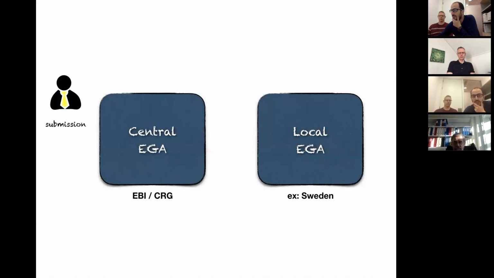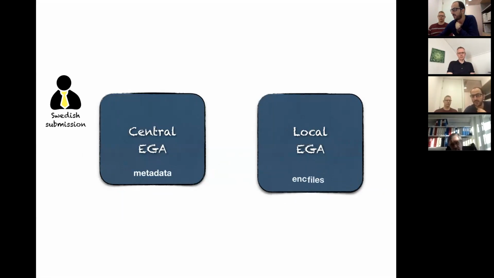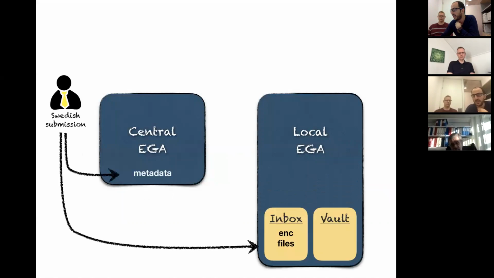When we want a user to submit something, there are the encrypted files and there are the metadata. And ideally, when we do a Swedish submission, as an example, the metadata will go to central EGA and the encrypted files should go to local EGA. The encrypted files, they should end up in an inbox so the user will submit.